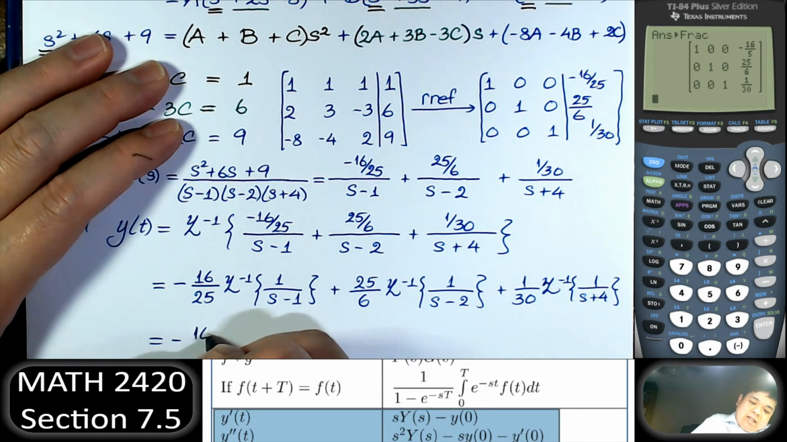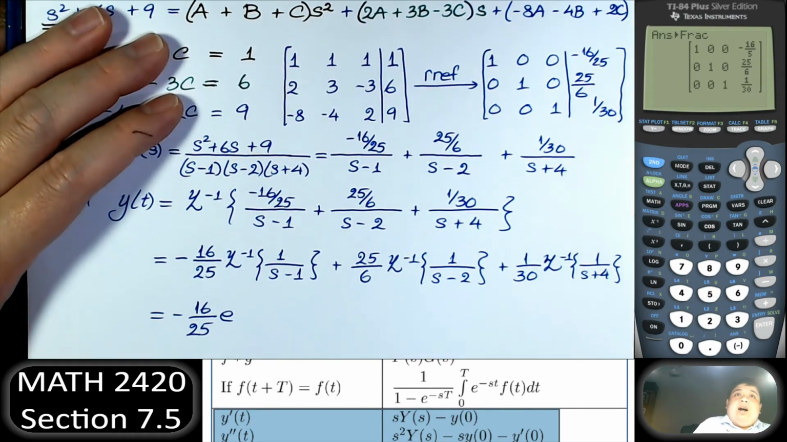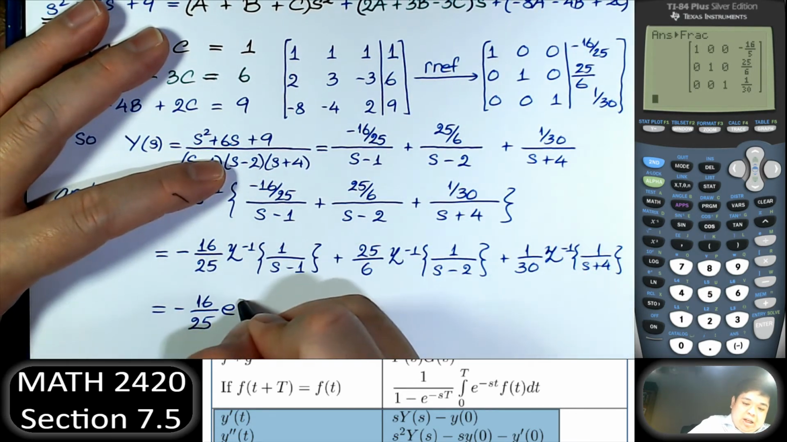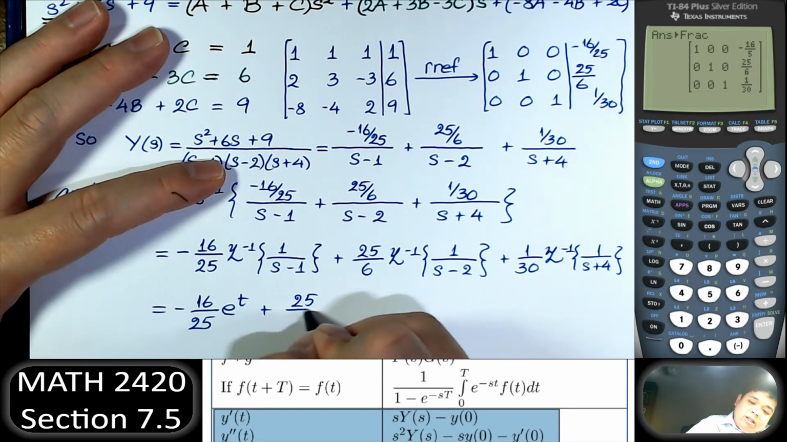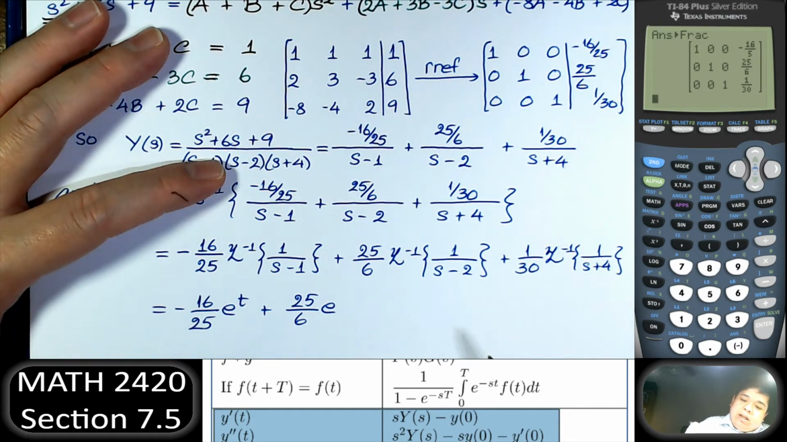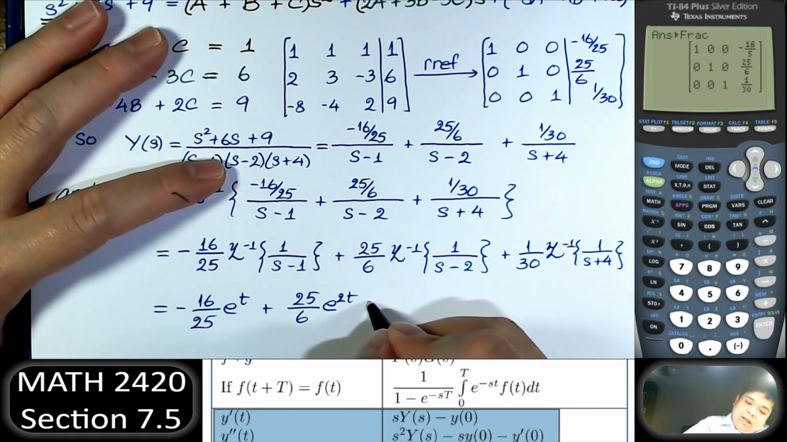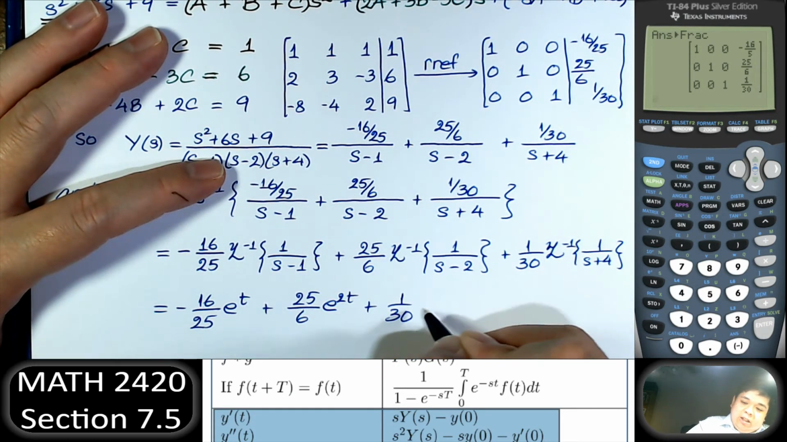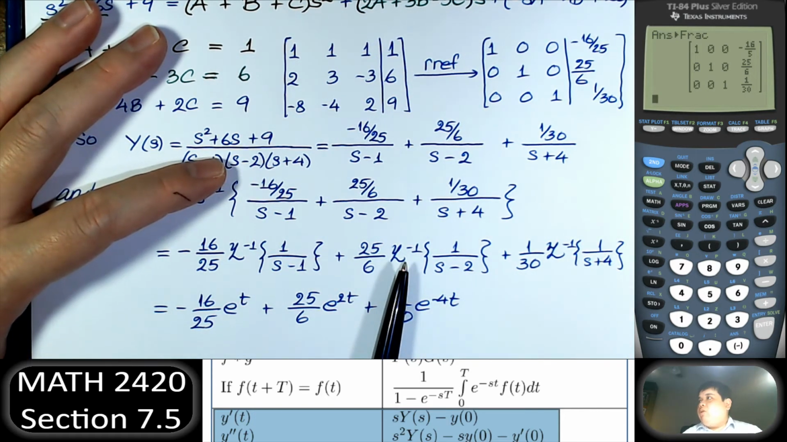And now that is easy. The inverse Laplace transform of that is negative 16 over 25 e to the t, plus 25 over 6 e to the 2t, and 1 over 30 e to negative 4t. Of course, that's just the inverse Laplace transform.